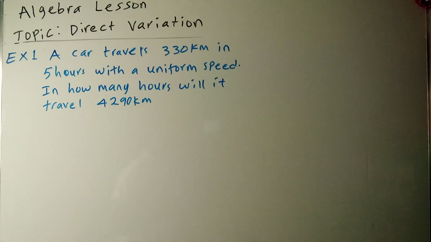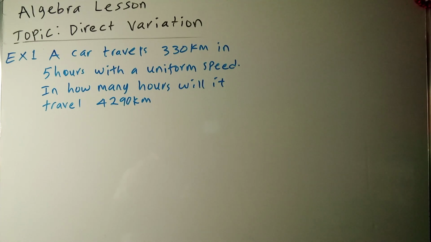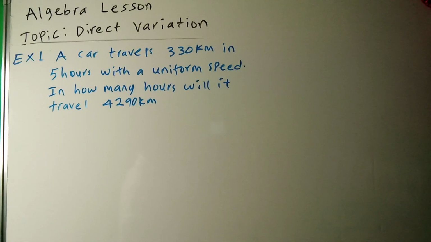So we have an example on the board. We are told that a car travels 330 kilometers in 5 hours at uniform speed. That means the car had the same speed for the entire 5 hours. And then how many hours will it take to travel 4,290 kilometers? So what we're going to do here first of all is to identify that this problem is a direct variation problem, because when the distance increases, the time also has to increase, and when the distance decreases, the time it takes to cover that distance will decrease at constant speed, remember.